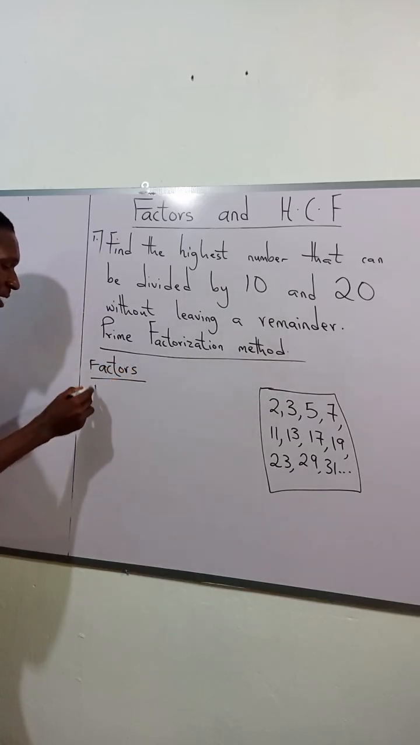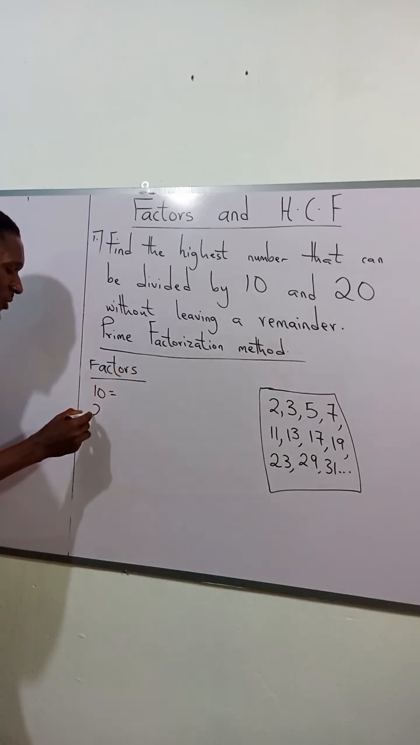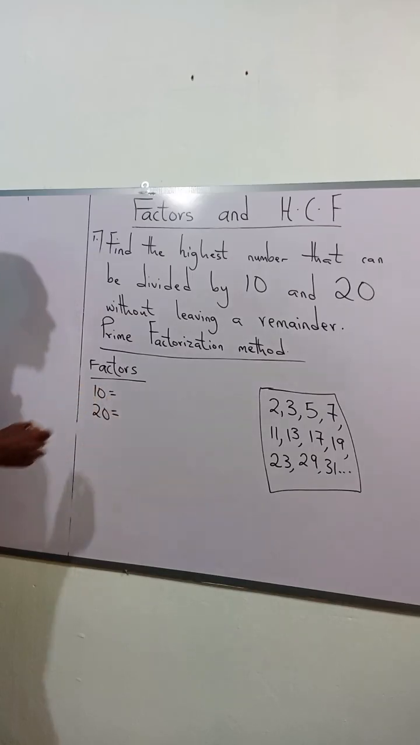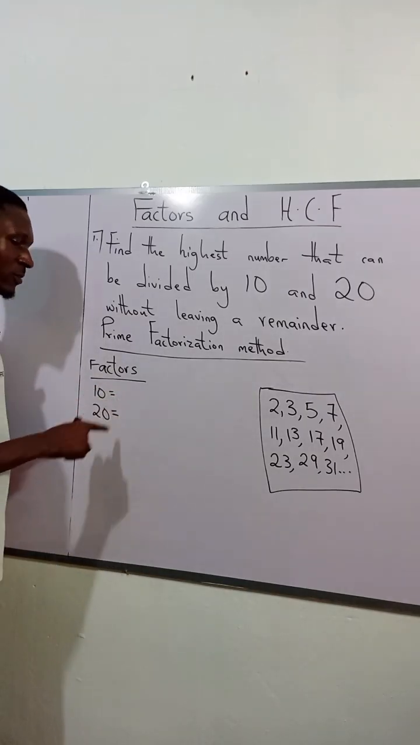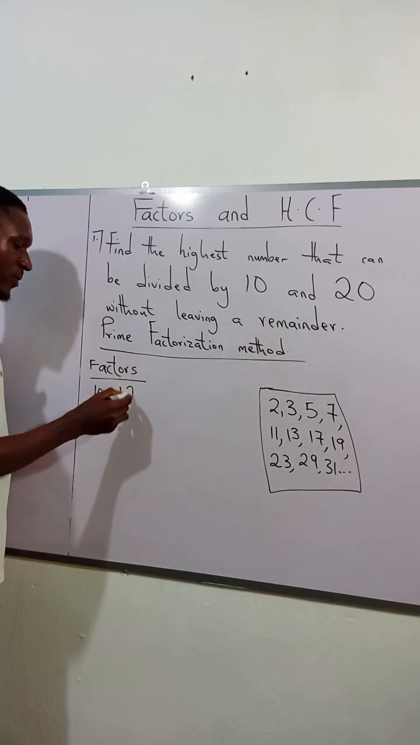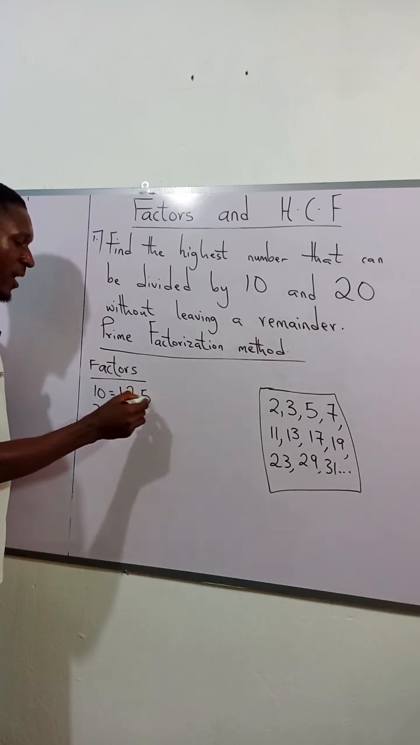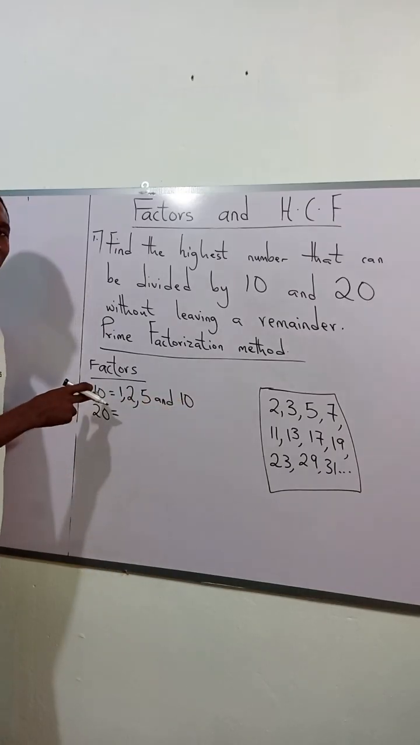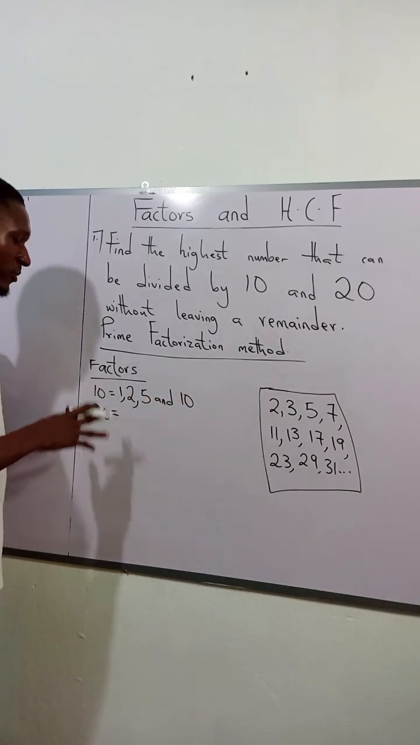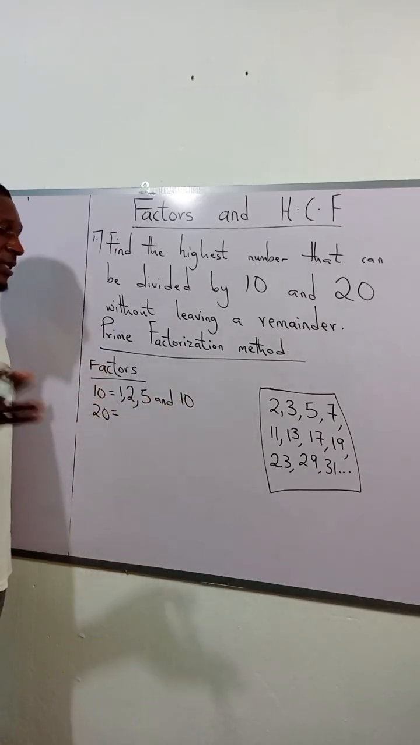Factors of 10 and factors of 20. The factors of 10 are those numbers that can divide 10 without a remainder. And examples of those numbers are 1, 2, 5, and 10. These are the numbers that can divide 10 without remainder. Any other number you think of is going to give you a remainder.